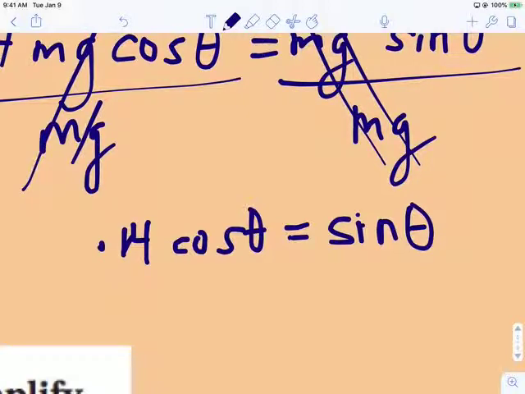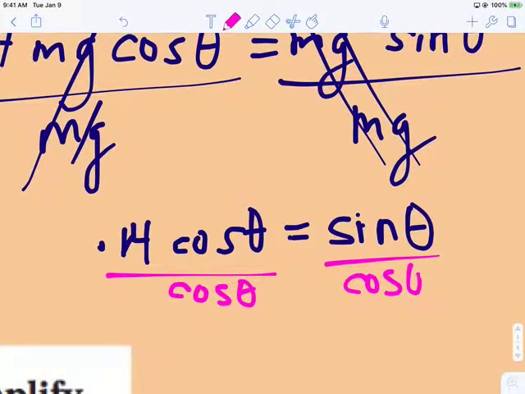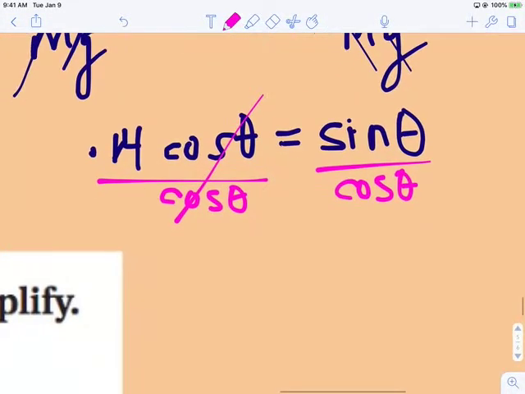Right, cosine and sine. So maybe what should I do? Convert to something? Well, maybe I should get all my thetas on one side, right? Divide by cosine. And now, look at that, 0.14. What do I know about sine divided by cosine? It's tangent.